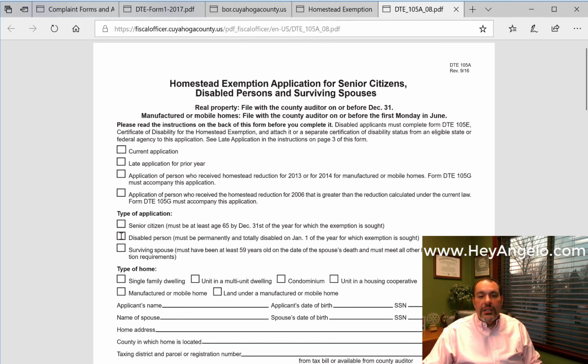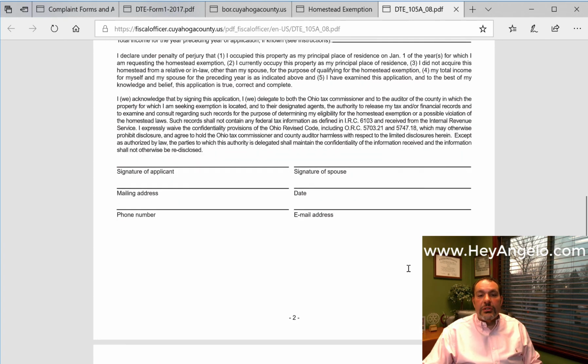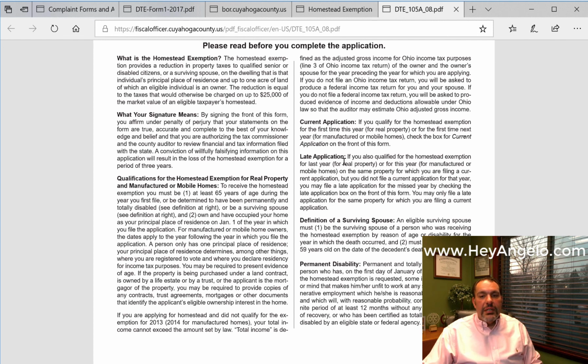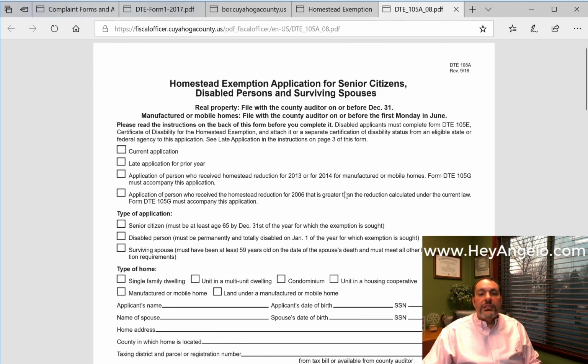Again, senior citizen, or if you're disabled, surviving spouse, what type of home, filling in your personal information, who it is that's applying, your total income, sign it and send it in. All the procedures are here. Here's the information for the late application. You can only submit a late application if it's coming with a current application. Very easy to find these forms, submit it to the county auditor, and get a reduction in that. This is to help senior citizens that are generally on a fixed income.